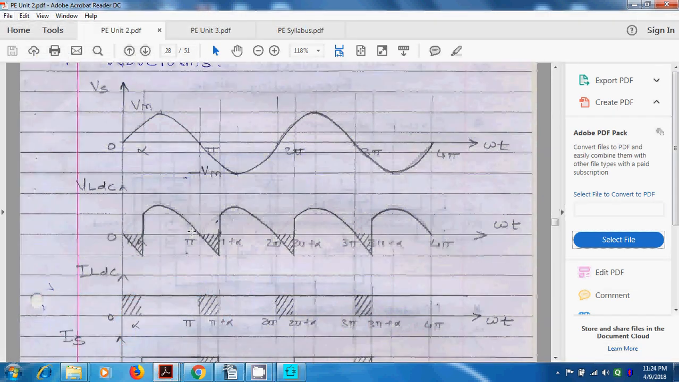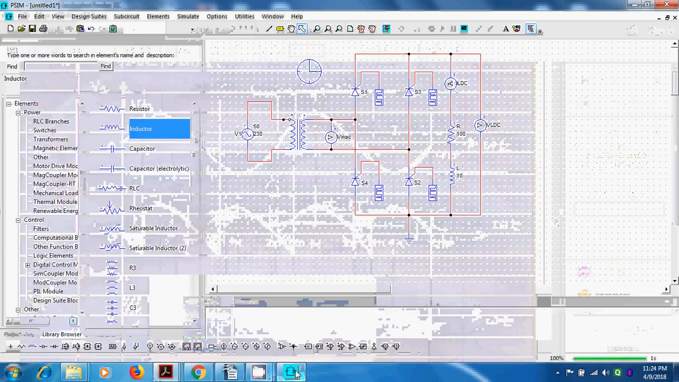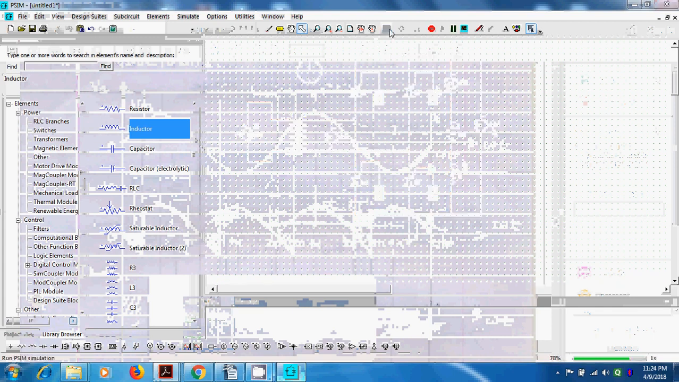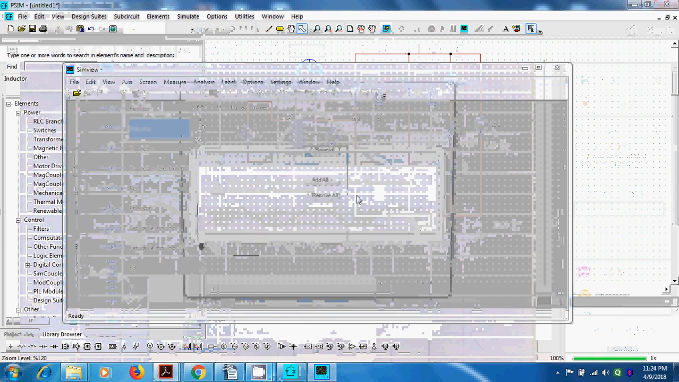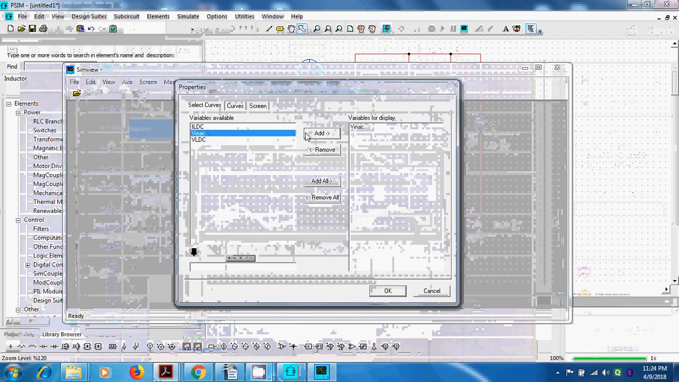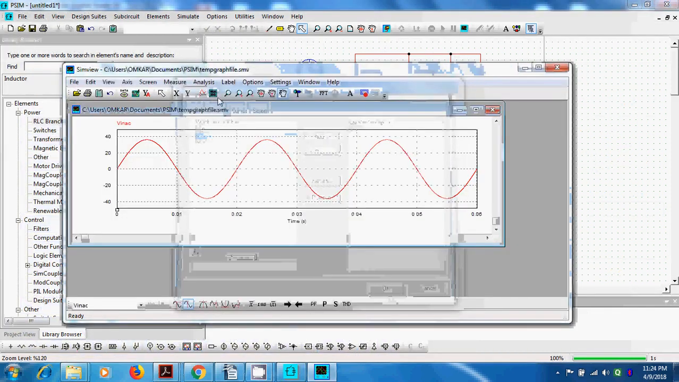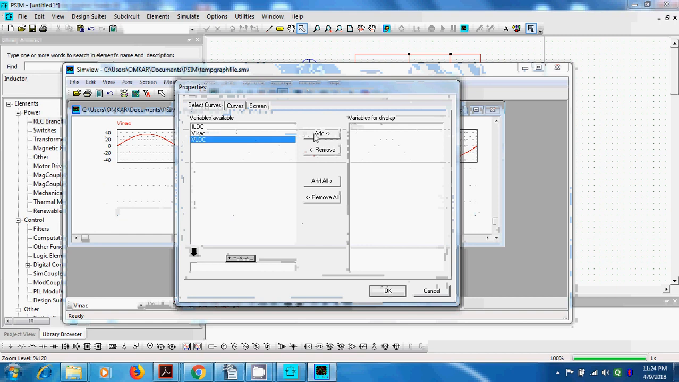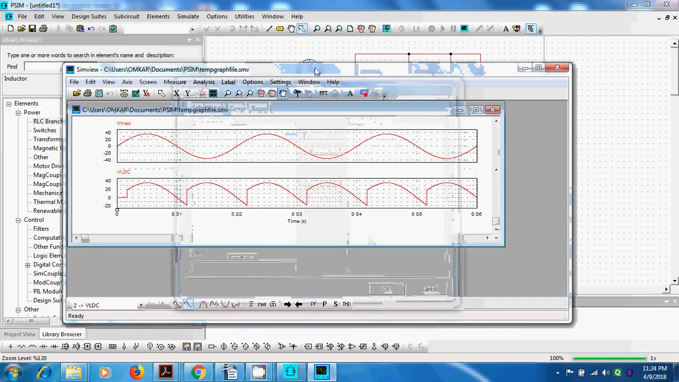The current may be continuous or discontinuous. In case of continuous, it may be ripple free. So our basic concern is the output voltage VLDC. So let us run it. First I will see Vin AC, the sinusoidal waveform, and second I will see VLDC, and let us see the output.